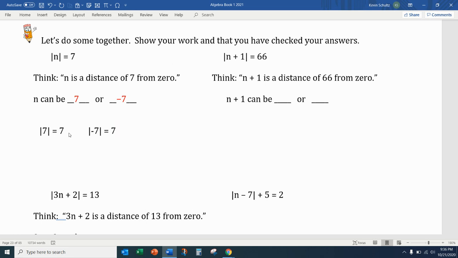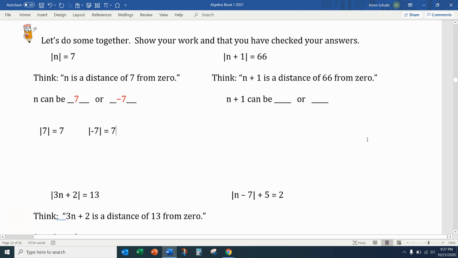So just to recap that one more time, when we see those absolute value bars, we are thinking of that as a distance. Some number, a variable, is a distance of 7 from 0. So what two numbers could that be? 7 and -7.